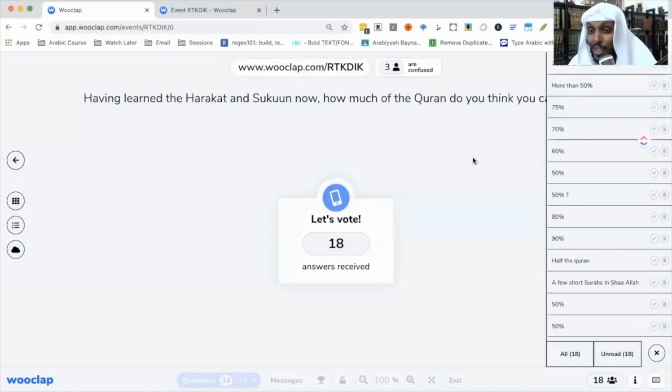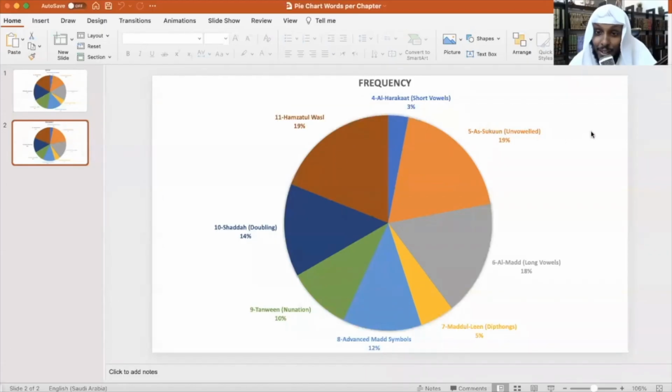Well, to say 50% is really ambitious, right? Because you need to know that we still have long vowels to go. We still have shadda to go. We still have tanween to go. We still have so many rules to go. So I'm going to show you a pie chart that shows you a breakdown of exactly how much of the Quran you can read on a chapter by chapter basis. And it's not 50%, I'm sorry. Okay. I thought I was going to excite you with this, but alhamdulillah, no problem.